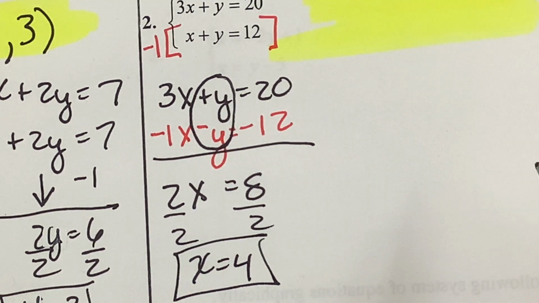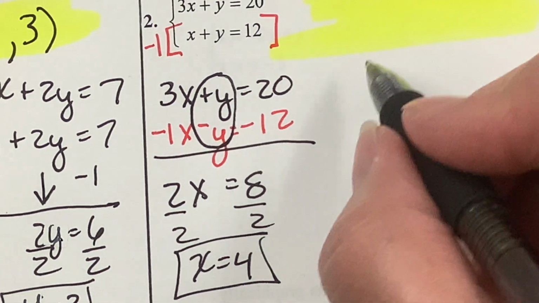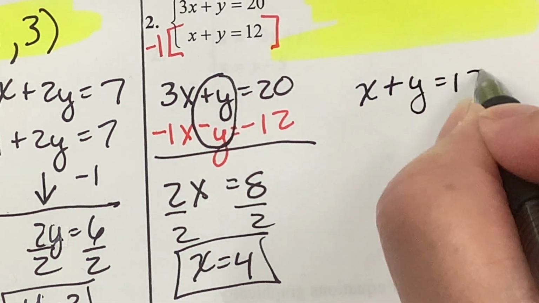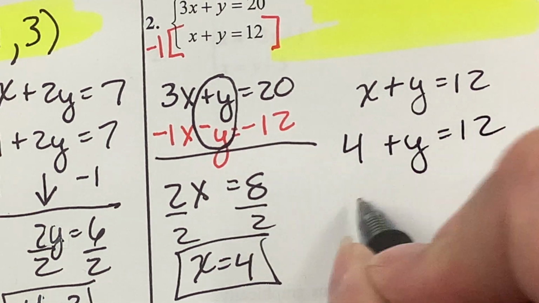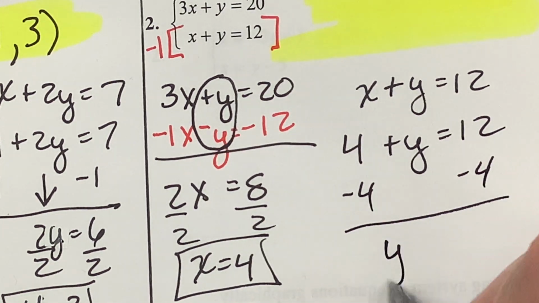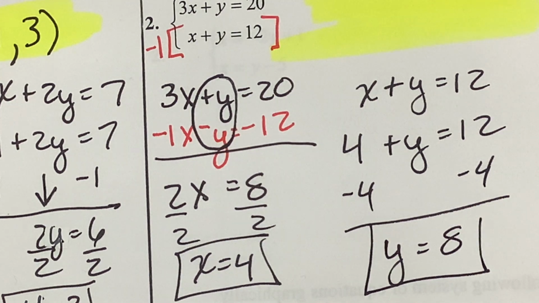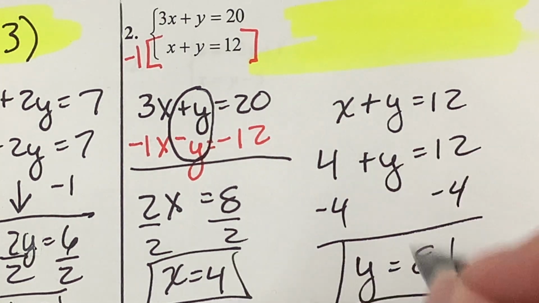Now I have to go back and find y. And it doesn't matter which equation I pick, so I'll just take the second one because it's easier. X plus y equals 12. 4 plus y equals 12. Minus 4 from both sides. And y equals 8. Yay, y is 8. So now I have in the golden bar on top, 4 comma 8.